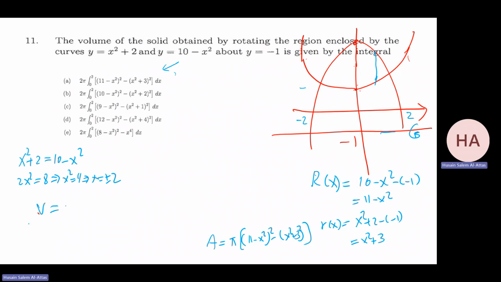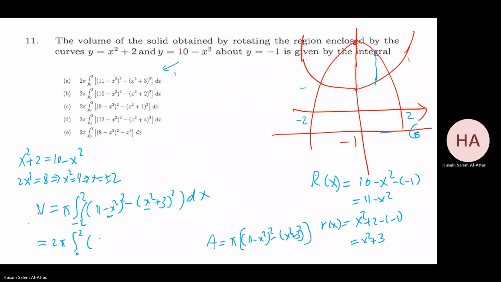So the volume will be pi times the integral from minus 2 to 2 of all of this: (11 minus x squared) squared minus (x squared plus 3) squared dx. And everything in terms of 2 pi, and this is even, so that will be 2 pi from 0 to 2 of this. And yeah, so this is my answer.